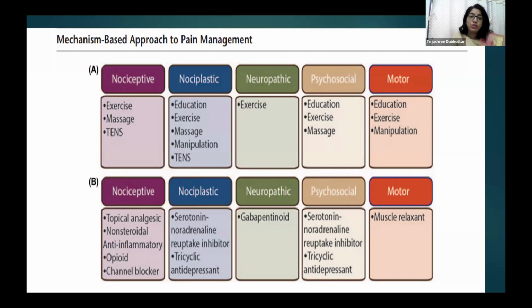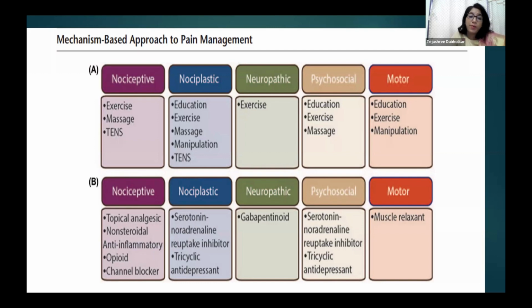So now the new concept of various pain clinics is coming up, and the physiotherapist is a much more essential part of this pain clinic. But if we know all the segregations, or we know how to have the mechanism-based approach to pain management, then dealing with the pain becomes easier, and the right reference is much easier for us. And that's how our patient will be benefited.